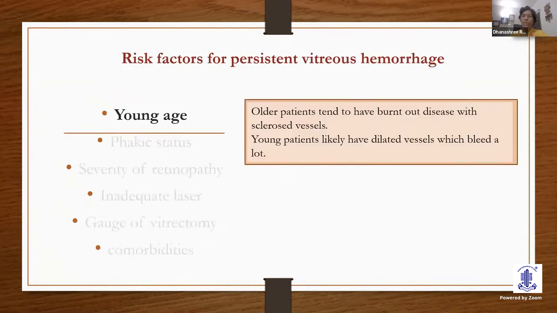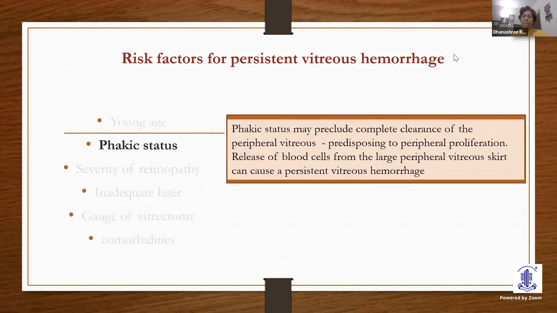What are the risk factors which predispose to persistent vitreous hemorrhage? Young age is thought to be one of the risk factors, because older patients often have sclerosed vessels and burnt-out retinopathy, whereas young patients are likely to have dilated vessels, which may bleed a lot. So young patients may have more risk of developing persistent vitreous hemorrhage. Phakic status can also predispose to persistent vitreous hemorrhage, because it often precludes complete clearance of the peripheral vitreous, which can predispose to peripheral proliferation.